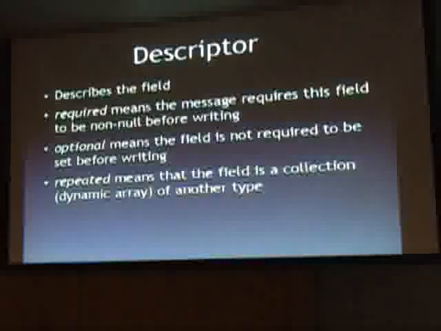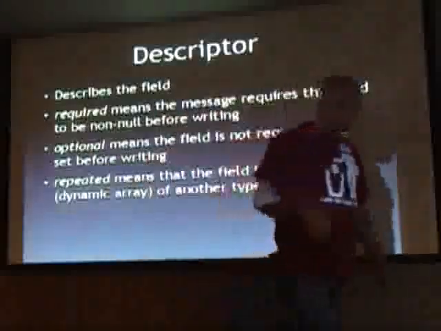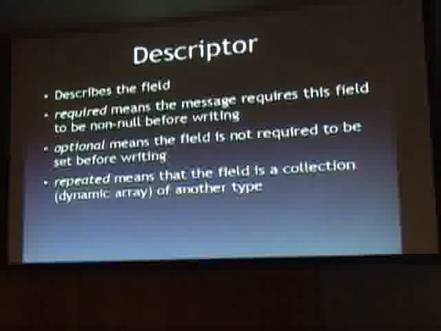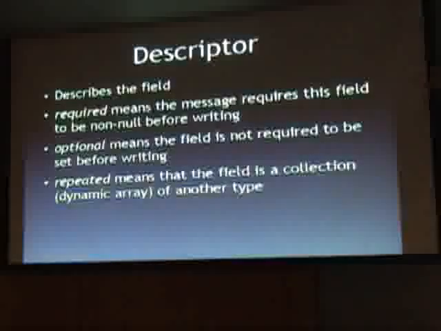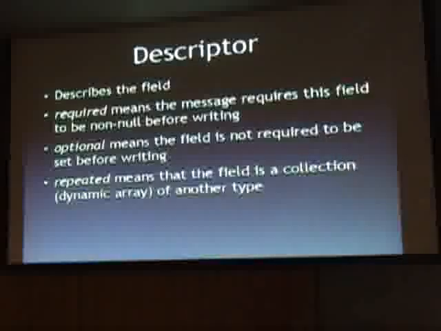So the descriptor describes the field, obviously. There's three different things. Required means that before the message class can be serialized to anything, either a stream or to disk, that field must be non-null. It must be set in the instance that you create. So if I create a table instance, I have to set name before I can actually write it to a stream. Okay, so it's just a little bit of safety in there. Optional is the default. It means that the field is nullable, essentially.